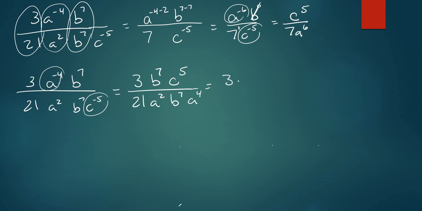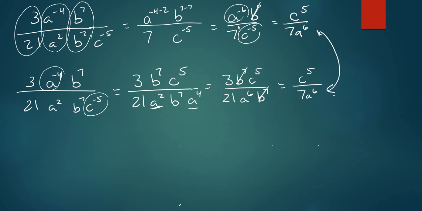Now using my multiplication rule, the top will stay the same because there are no like bases. The bottom, I can make that a squared times a to the 4th into a to the 6th. Okay, the b to the 7ths cancel. And then the 3 over 21 simplifies to 1 over 7. And I did end up with the exact same answer. And you may have done it a different way as well. We'll talk about that in class. There's tons of ways to do this.